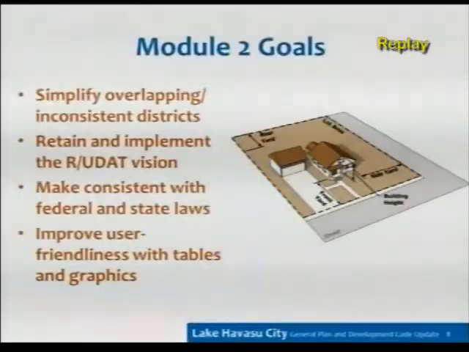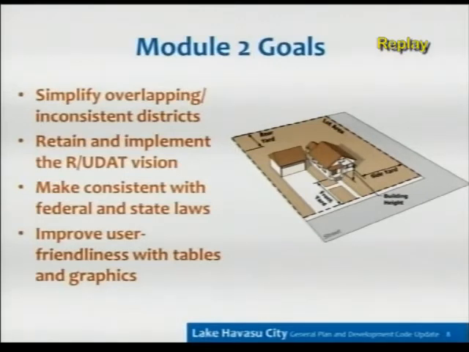So looking at the zoning districts, it's kind of like a big puzzle piece. As Don was saying, the overlaps between your form-based districts and your existing special purpose districts made it an interesting puzzle to see how we could take it apart and put it back together. Just generally, our goals for this module: number one, looking at how we can make everything simpler so that developers want to come and build, and actually make use of these districts that you have put a lot of time into crafting, and then retain and implement the RUDAT vision, which is definitely out there, but is just remaining dormant.